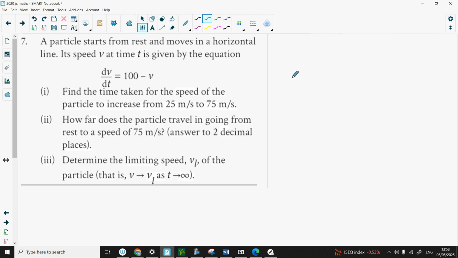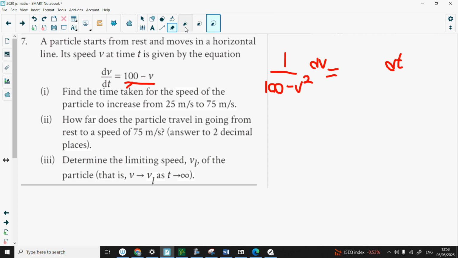Okay, so I'm going to go for 1 over, bring the 100 minus v underneath. That equals the t. Sorry, this t. Integrate from 25 to 75, isn't it?